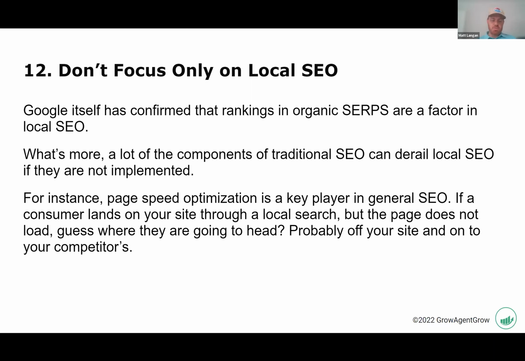That just means when you go to Google and type a keyword, what does that search landscape look like? What does your screen look like? Who is showing up consistently? A lot of the components of traditional SEO can actually derail local SEO if they're not implemented. All the stuff that we talked about today is local, but we also talk about more traditional SEO, what we're doing on our website to incorporate those keywords.